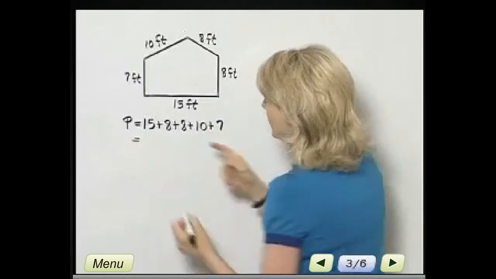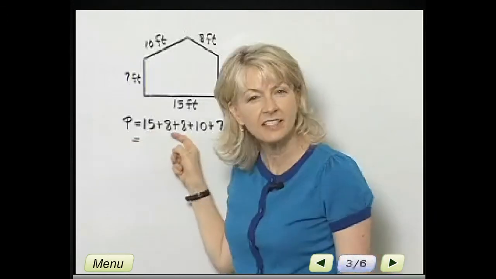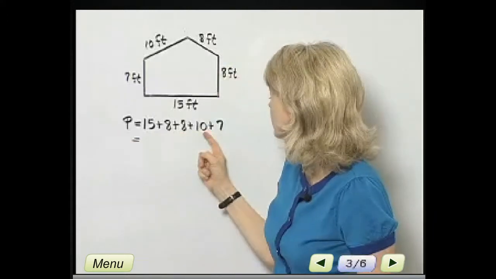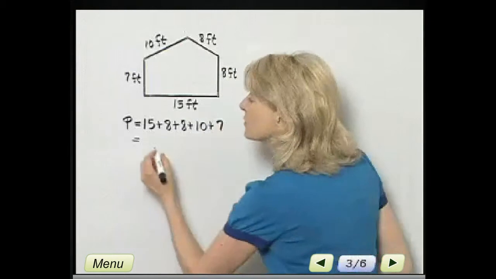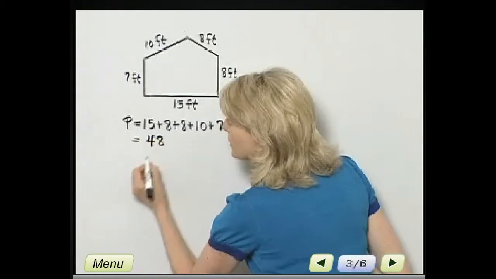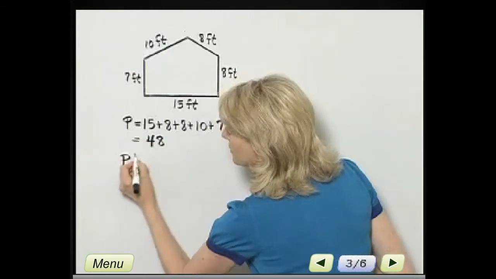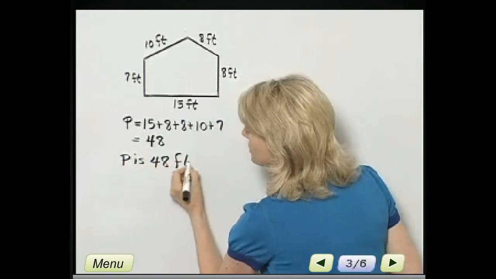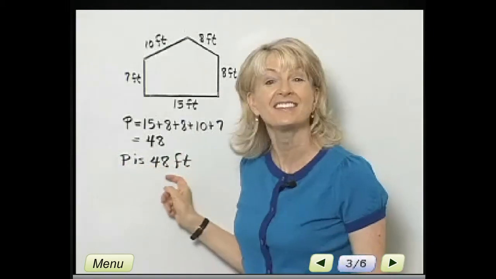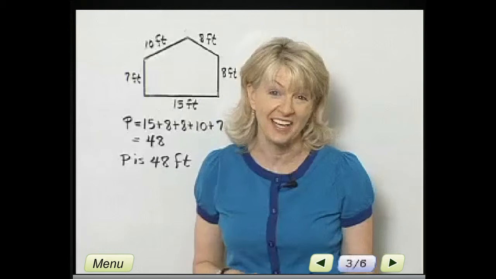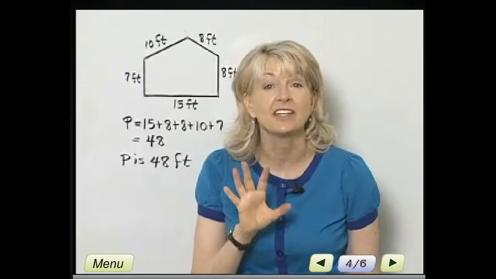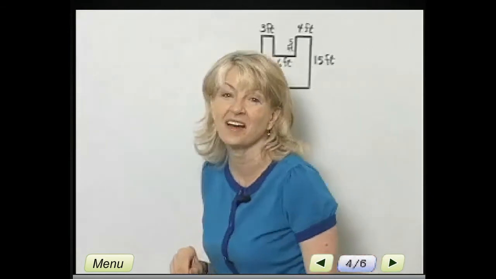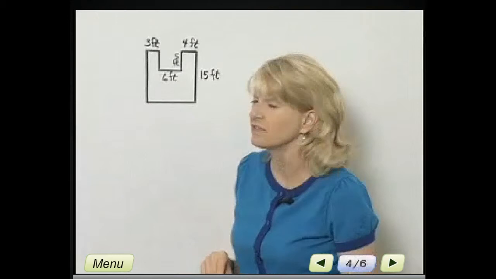And that's 15 plus 16, that's 31, plus 10 is 41, plus 7, that's 48. So the perimeter is 48, and remember, it's in units. The units here are feet, so the perimeter is 48 feet. Let's look at another special figure and let's find the perimeter, the distance around the figure.